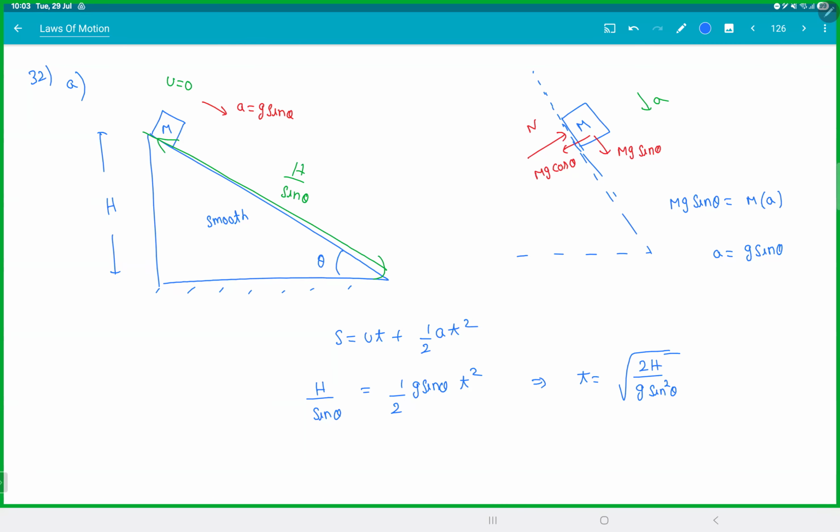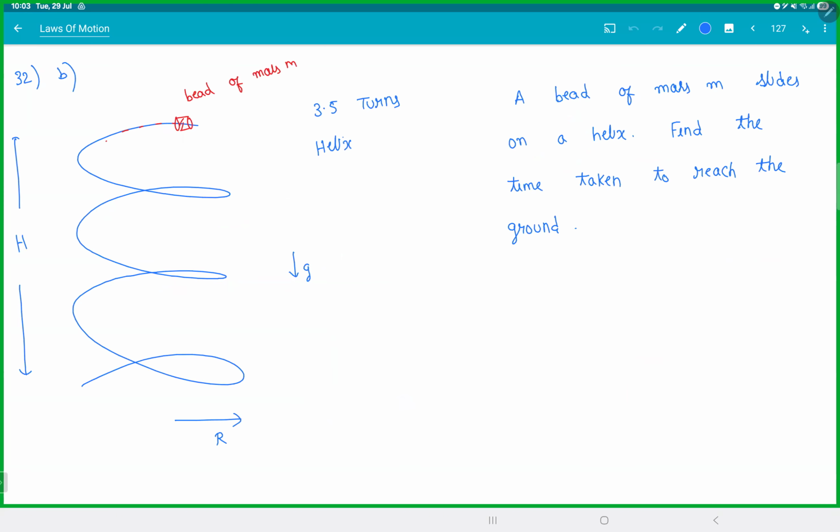Standard one. If you keep an incline and leave it, we are combining NLM with kinematics. Once you got the acceleration, then you can use your kinematics to solve. Any doubts on this incline one? Now can you solve this helix?